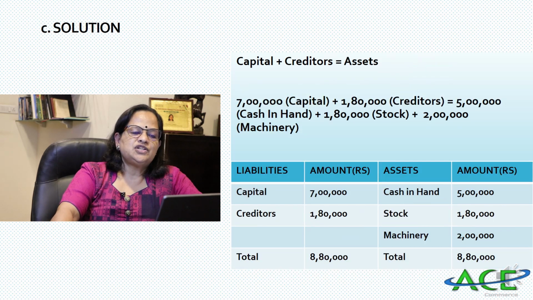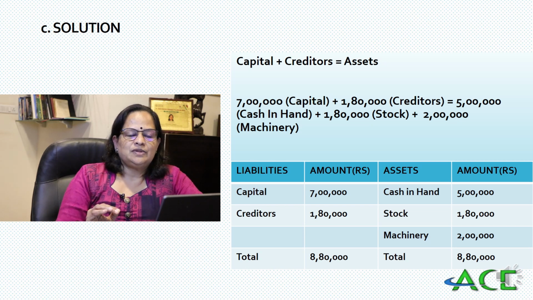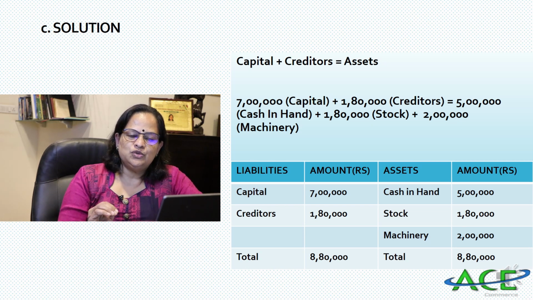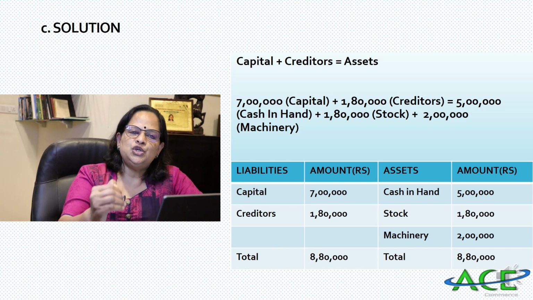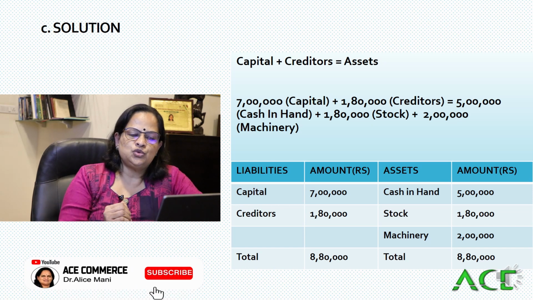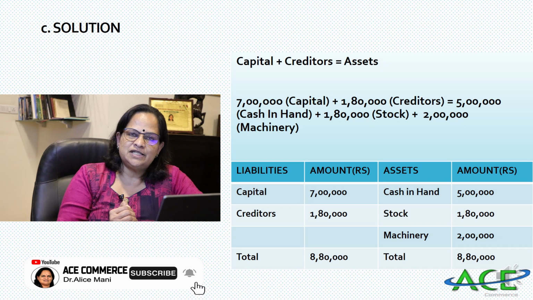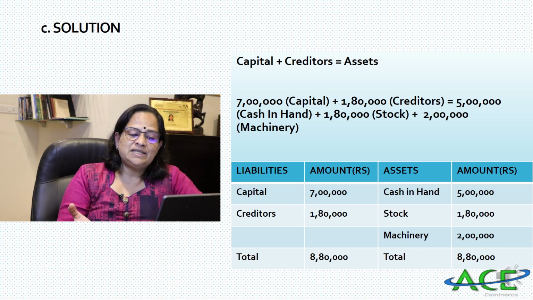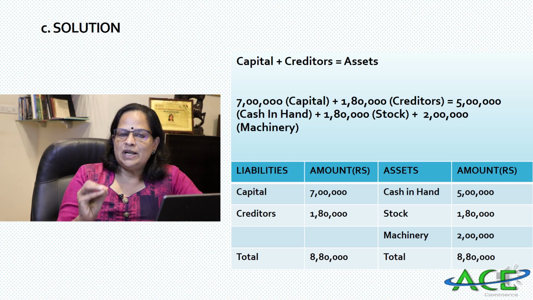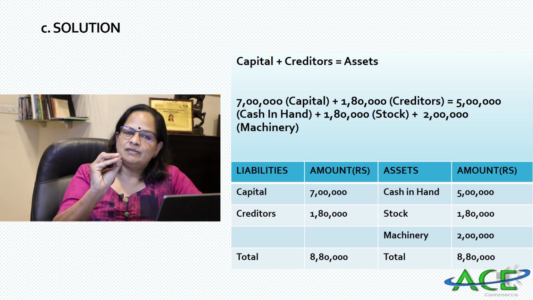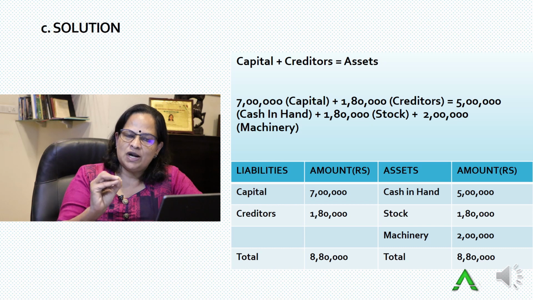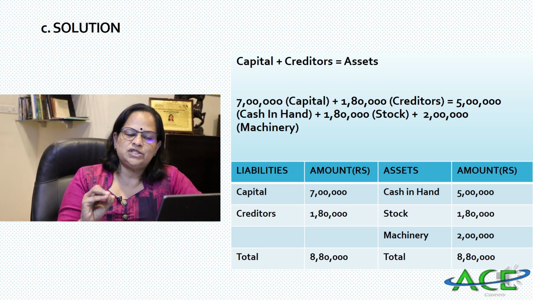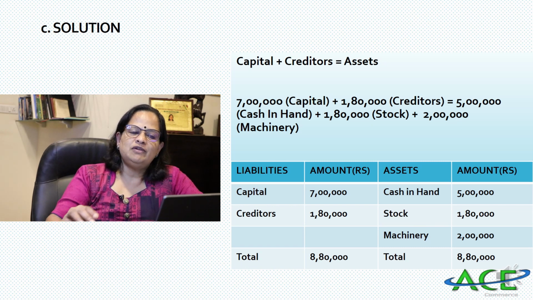Now the third transaction: he has purchased machinery worth 2 lakhs using cash. So what will be the change? Cash balance will reduce. Cash position was 7 lakhs, now that will reduce to 5 lakhs. And machinery will come as a new item in the asset side. Liability side, there is no change. So capital 7 lakhs and creditors 1,80,000. And the asset side, cash in hand, because 2 lakhs they spent for buying the machinery, that cash balance will reduce to 5 lakhs. Stock 1,80,000 will remain as it is. There is no change. And machinery will be 2 lakhs, the new item in the asset side. Then also the balance sheet total will be 8 lakhs.